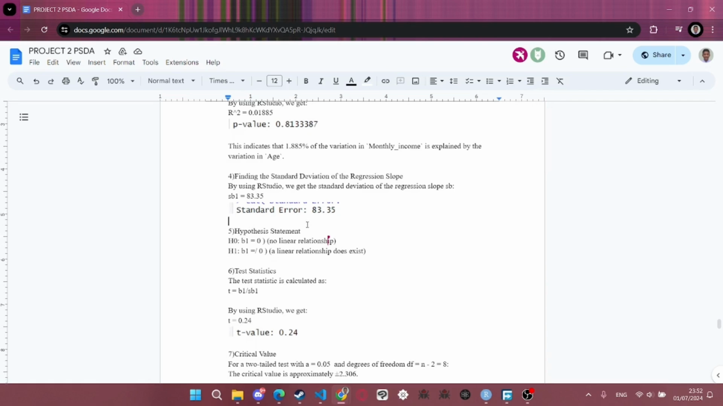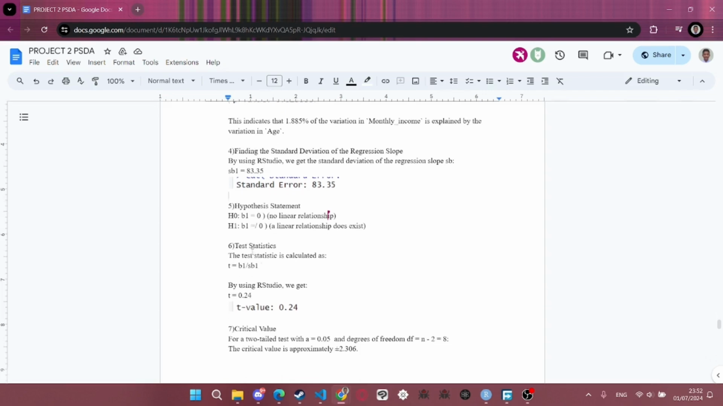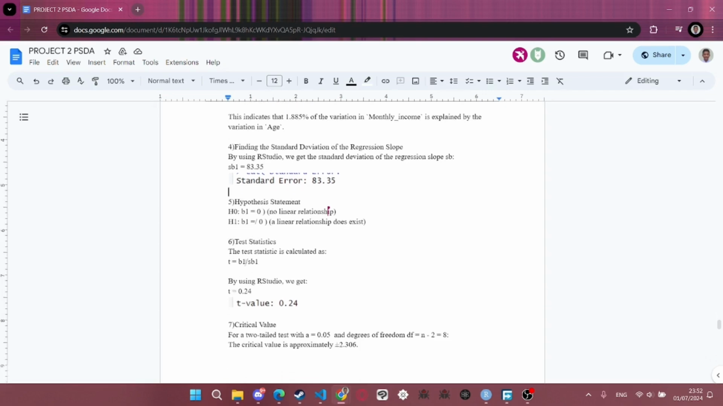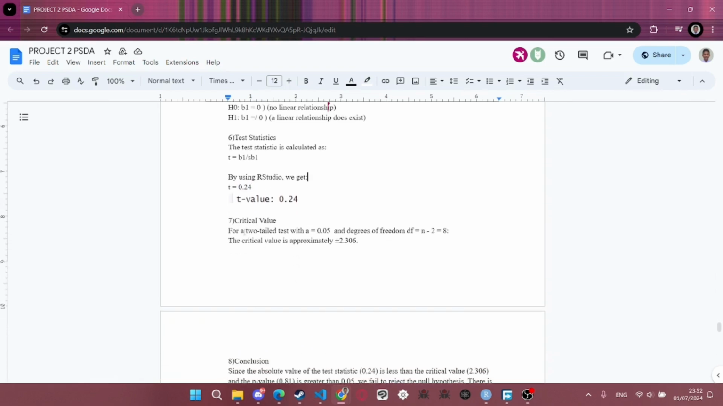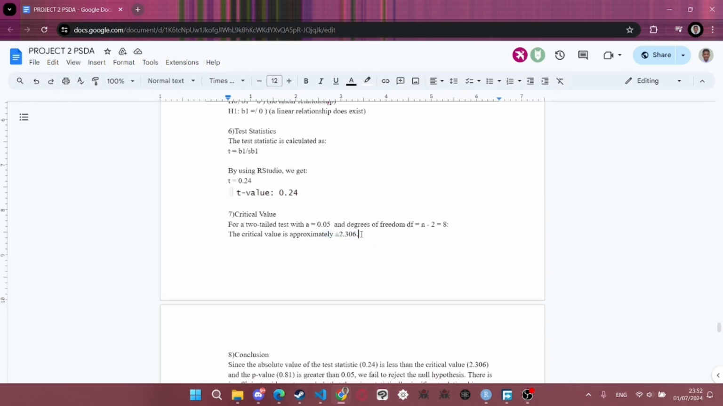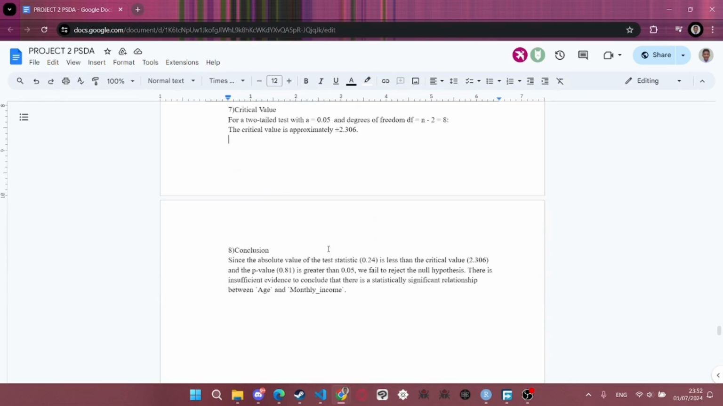Next, the hypothesis statement: H0 is beta 1 equals 0, and H1 is beta 1 not equal to 0. The sixth step is the test statistic, where we find that t is 0.24. Then the critical value for a two-tailed test is this approximate critical value. In conclusion, since the absolute value of the test statistic is less than the critical value and the p-value is greater than 0.05, we fail to reject the null hypothesis. There is insufficient evidence to conclude that there is a statistically significant relationship between age and monthly income.